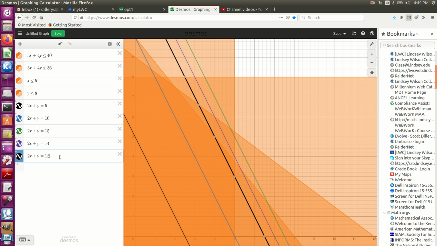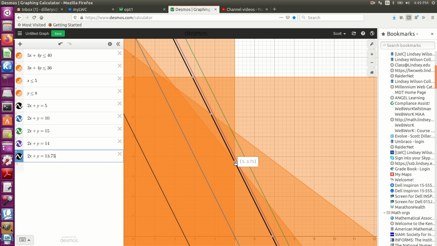And so I'm just going to mess with this 13. I'm going to try 13.5, and you see that's not quite there yet. So I'm going to try 13.75, and I think it's there. You see there's one little gray dot, and there is the 5 and the 3.75. And that is as big as I can make it, because if I move any more to the right, I'm going to be outside the feasible region. If I move to the left, I'm inside the feasible region, but that is making my 13.75 smaller.